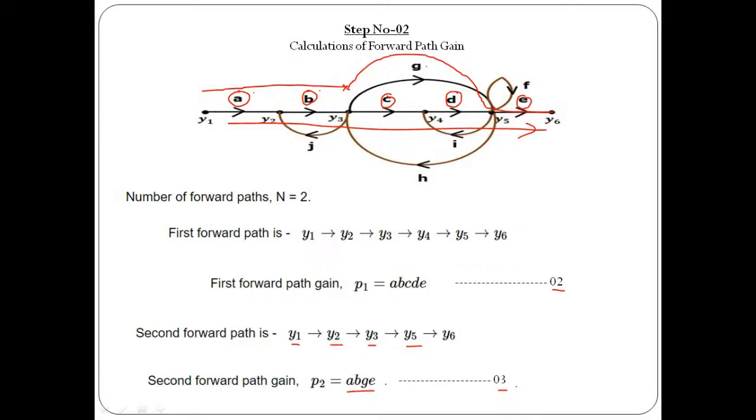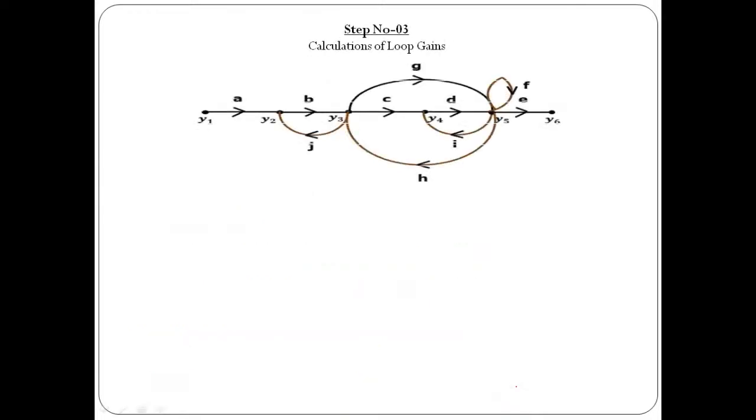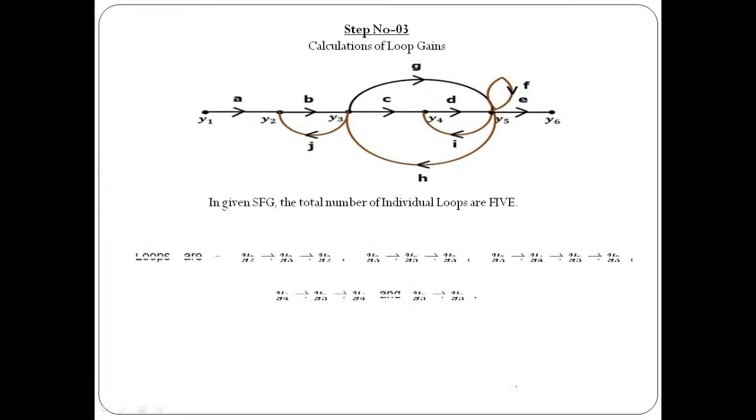So in step number 1, we identified that we have two forward paths, n1 and n2, and then in step number 2 we calculated the gain of those forward paths, P1 as well as P2. Now in step number 3 we need to do the calculations for loop gain. As I told you, here we identify a total of 5 loops. So let us try to indicate them.